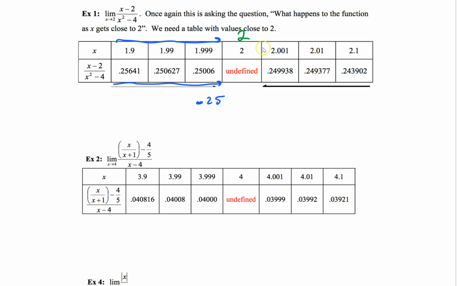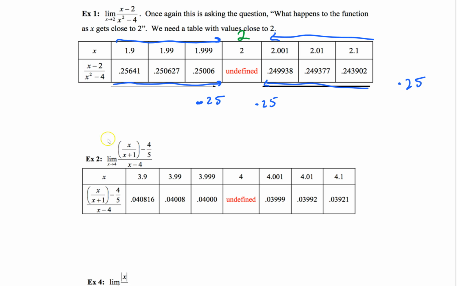And as we look at numbers above 2, or 2 from the right, as we get close to 2, it's coming this way. Look at our graph: 0.2499. Again, also getting really close to 0.25. That's our limit, 0.25.